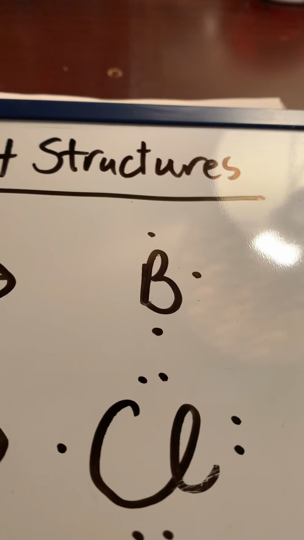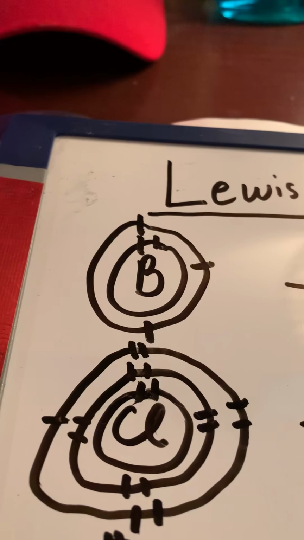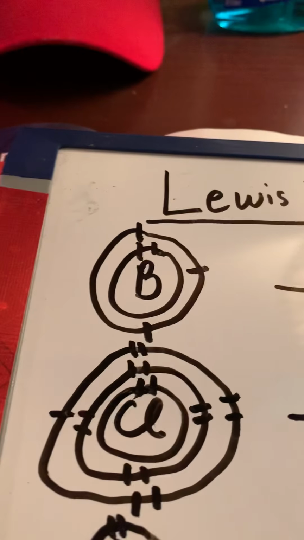If you look over here, you can see that boron only has 3 electrons in its outside orbital.